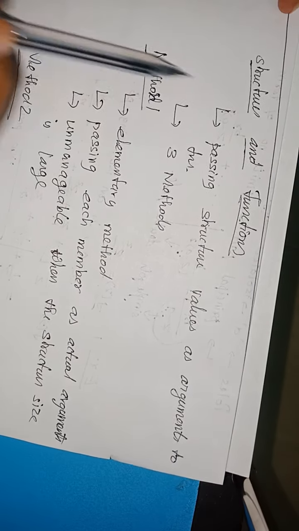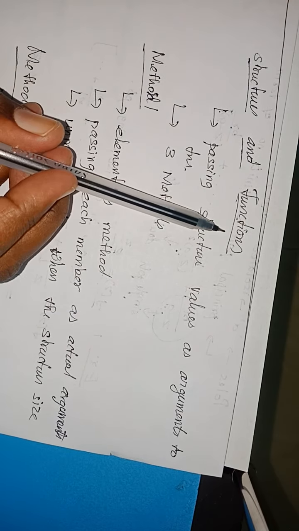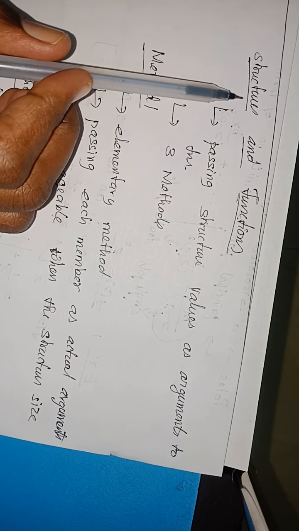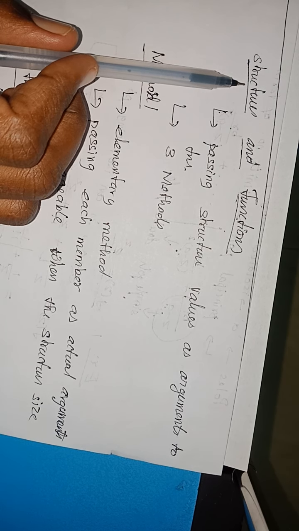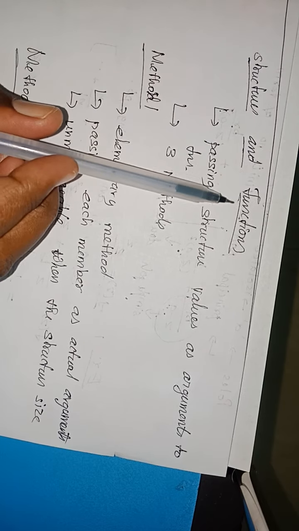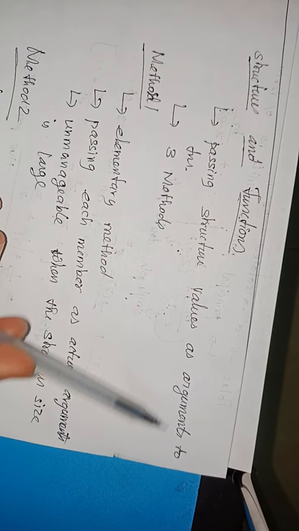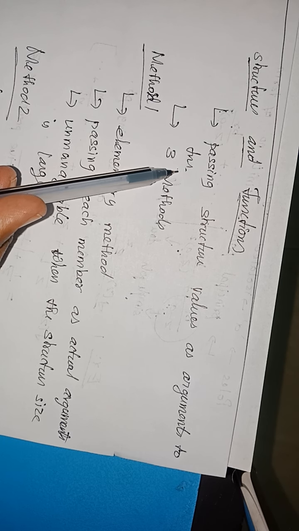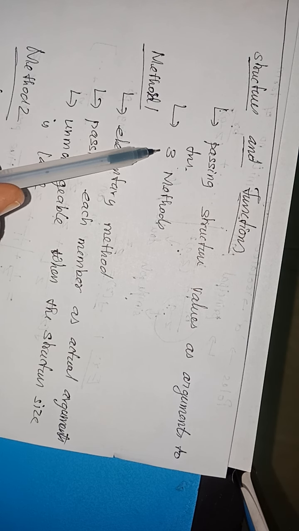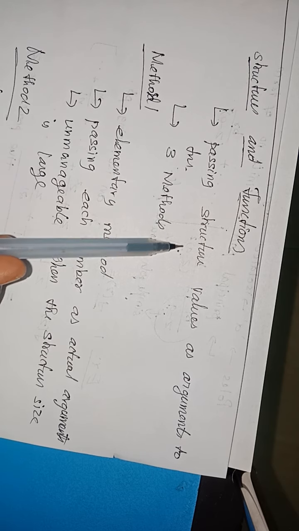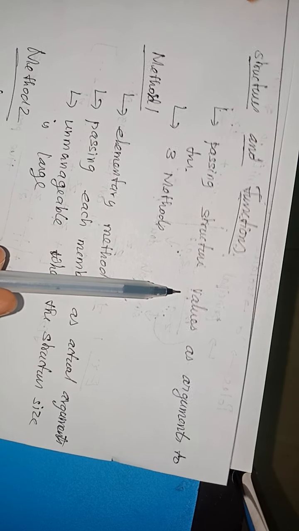So now we are going to correlate structures and functions. What we are going to do is pass a structure to a function, that is, passing structure values as arguments to a function. There are three methods to pass your structure values.